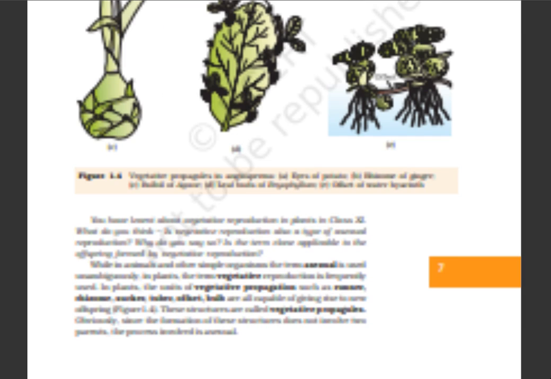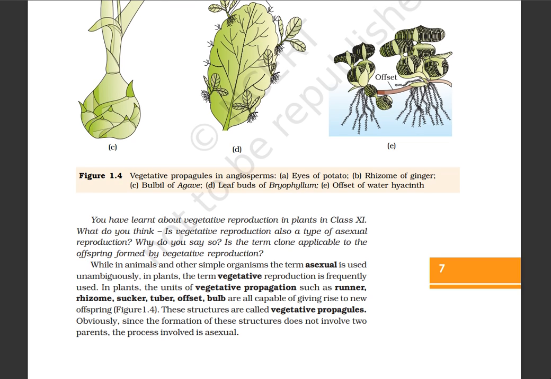You have learnt about vegetative reproduction in plants in class 11. What do you think, is vegetative reproduction also a type of asexual reproduction? Why do you say so? Is the term clone applicable to the offspring formed by vegetative reproduction? While in animals and other simple organisms the term asexual is used unambiguously, in plants, the term vegetative reproduction is frequently used. In plants, the units of vegetative propagation such as runner, rhizome, sucker, tuber, offset, bulb are all capable of giving rise to new offspring, Figure 1.4. These structures are called vegetative propagules. Obviously, since the formation of these structures does not involve two parents, the process involved is asexual.